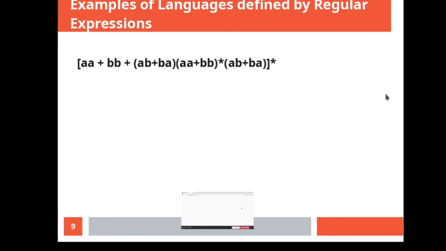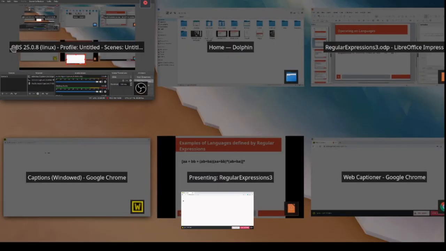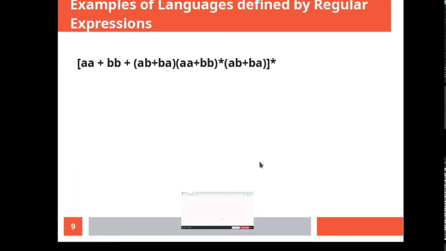You have double A, you have double B. Firstly you can choose anything from double A or double B, or you can choose anything from AB or BA. Then you have an arbitrary long string of double A's or double B's only. Then you have AB or BA, and the entire thing has a closure. So out of these factors you will keep on choosing, and you can keep repeating as many times as you want.